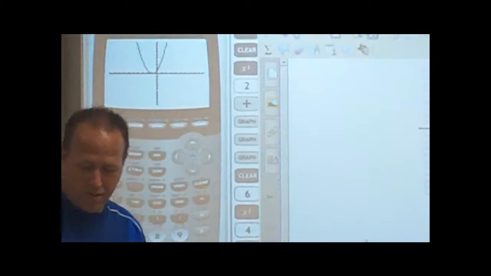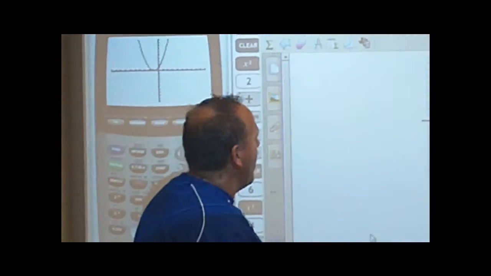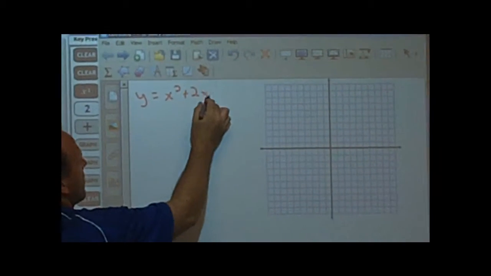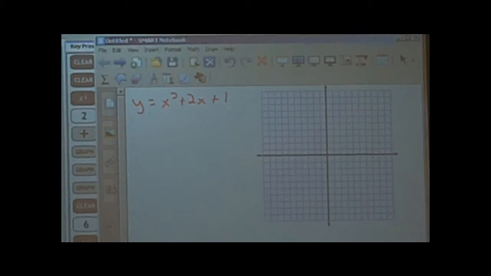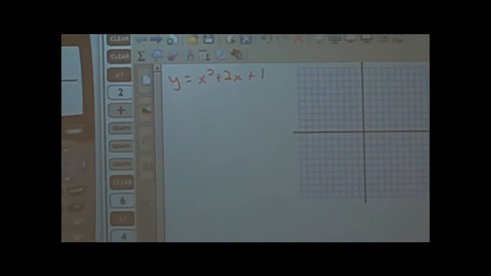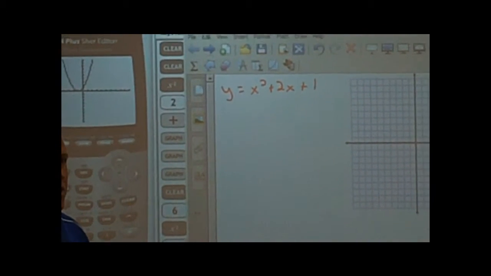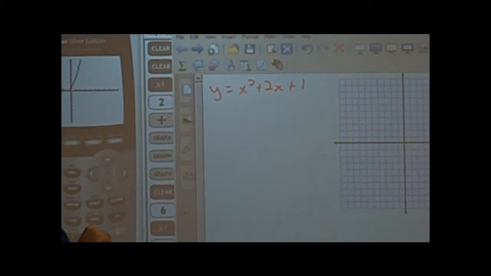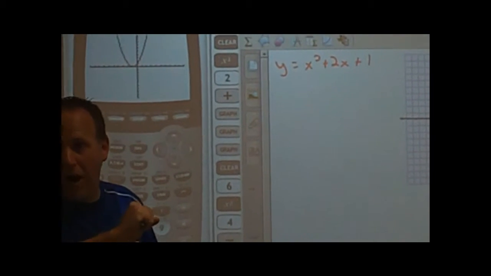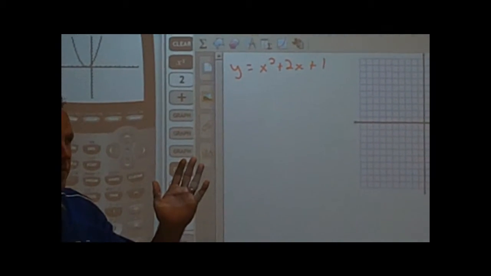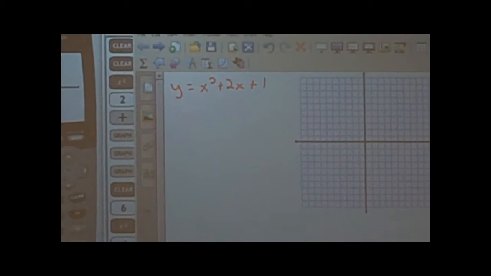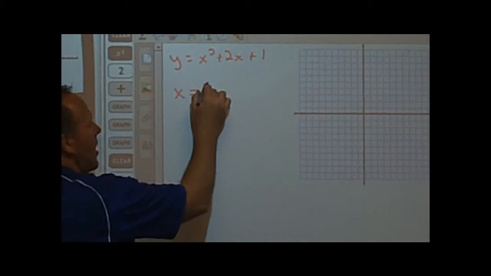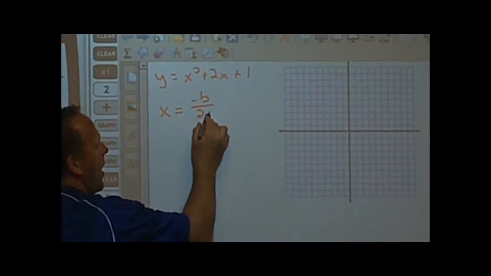First of all, your vertex. Remember my main equation was y equals x squared plus 2x plus 1. To find your vertex: the vertex is always the starting point of your parabola, so we represent that as an ordered pair, a parentheses with an x value and a y value. My x value of the vertex is always negative b divided by 2a.